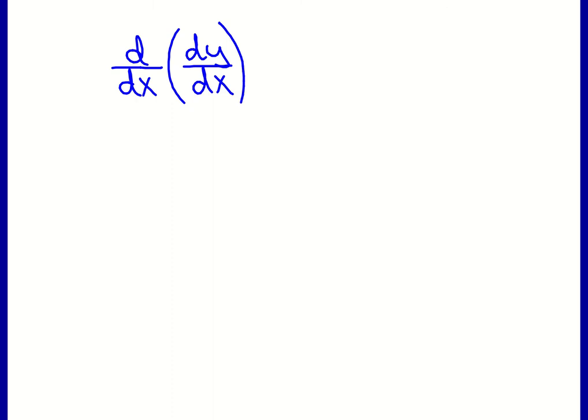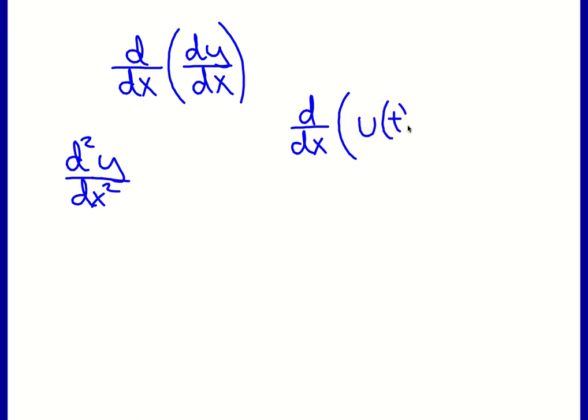So the second derivative, I want to find the derivative with respect to x of the first derivative, which is dy/dx. And we know this notation, we call this d squared y over dx squared for the second derivative. Well, the trouble is that I have dy/dx as a function of t. So if we think of this, and I'm just going to rename it for a second, I'm going to call it u, which is a function of t. But I want to take the derivative with respect to x. So this is going to invoke the chain rule.